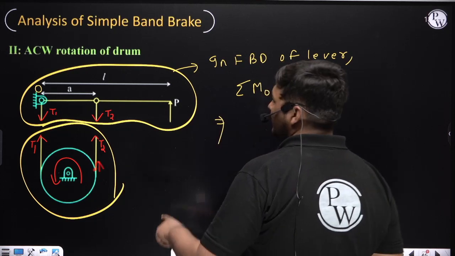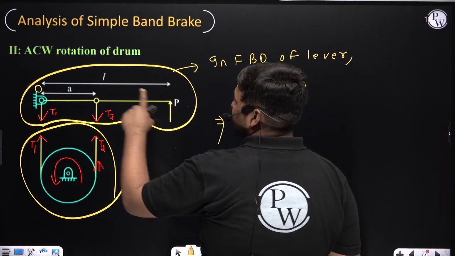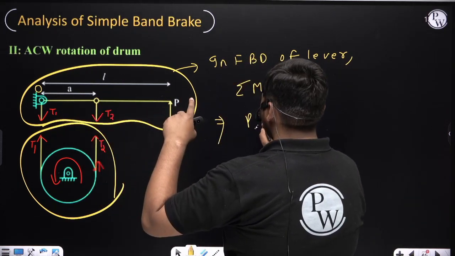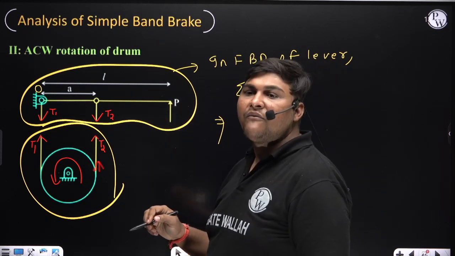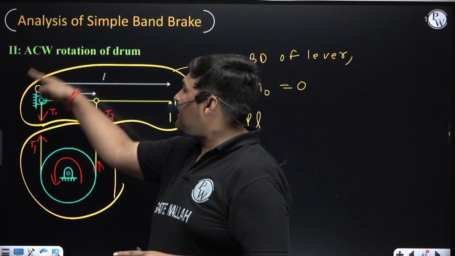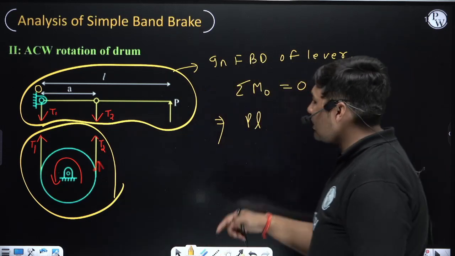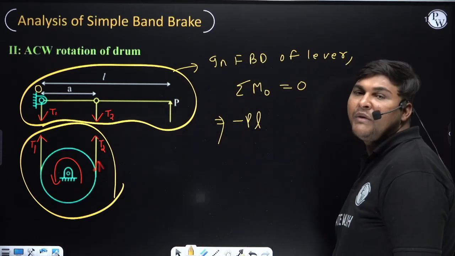First, the moment of effort P. It is P, and its perpendicular distance from O is L. Now the direction of movement of effort P about O is anti-clockwise. Suppose I am taking clockwise as positive, anti-clockwise is negative. So since it is anti-clockwise, we will use a minus sign.